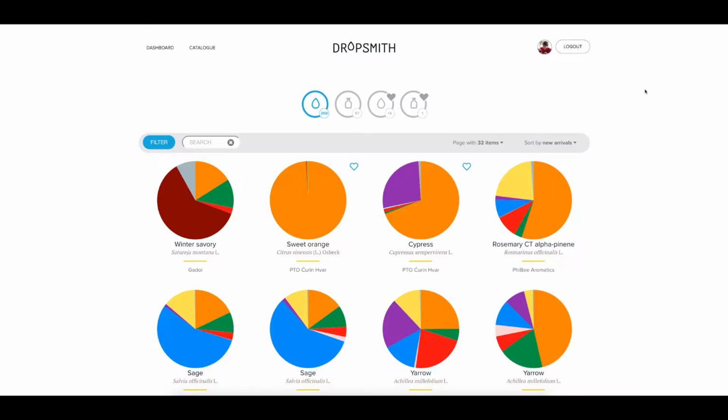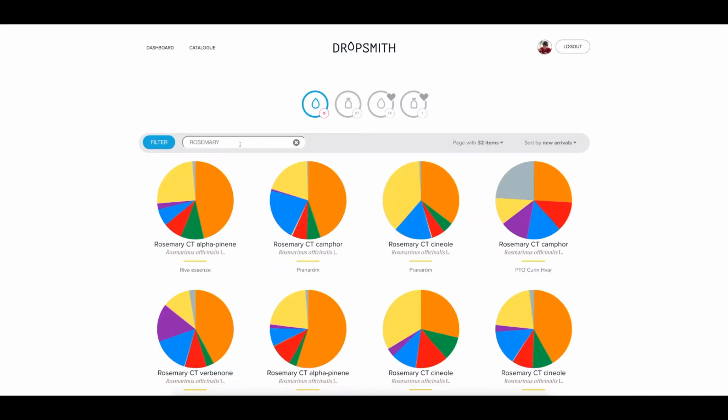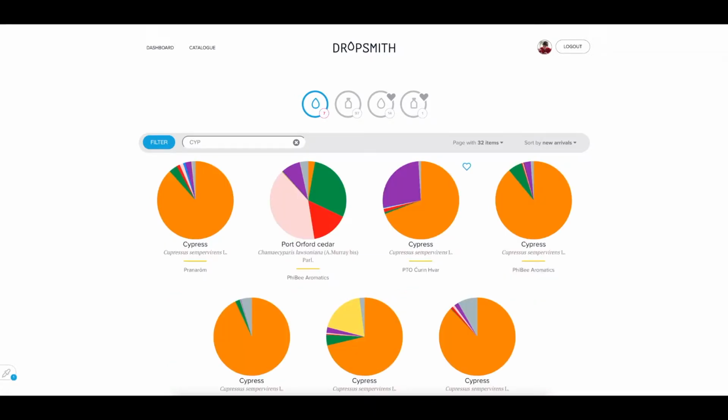Let me just get right to the question. The question was about the synergy and how come the percentages don't sum up as you would expect them to, perhaps. When I looked at the percentages, I found out that it was this particular rosemary we're looking at. So I'll choose this one and then I'll choose the cypress. So here it is.